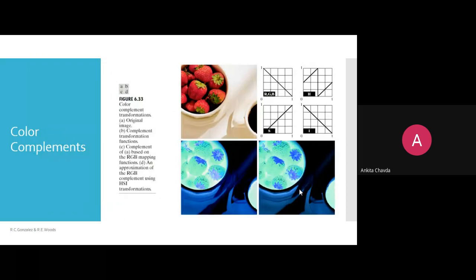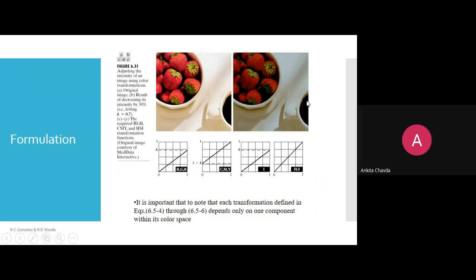So see this, how they are taking the complement. This is what color complement transformation. The first one is your original image. B is the complement transformation function. For this RGB, you have to do it like this. This is very similar, no? If R is this, you are just doing this negative. We have seen this, right?